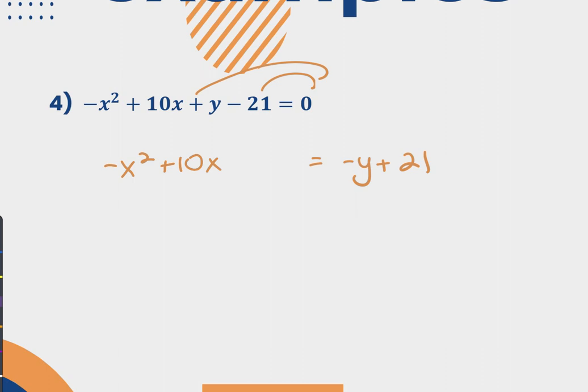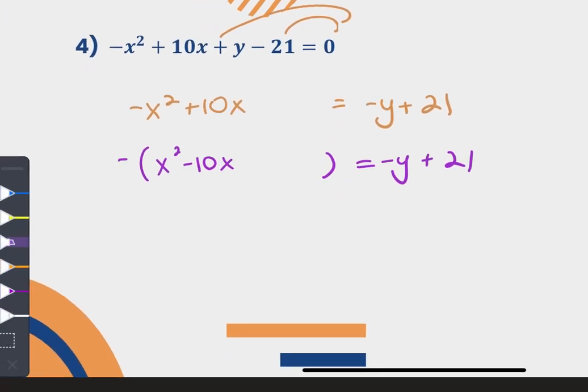All right, so now I'm going to take out the negative. This becomes x squared minus 10x, leaving the space for what's to fill. Now I take 10, I divide it by 2, and I square it. That's 5 squared, which is 25. And I'm adding it here.